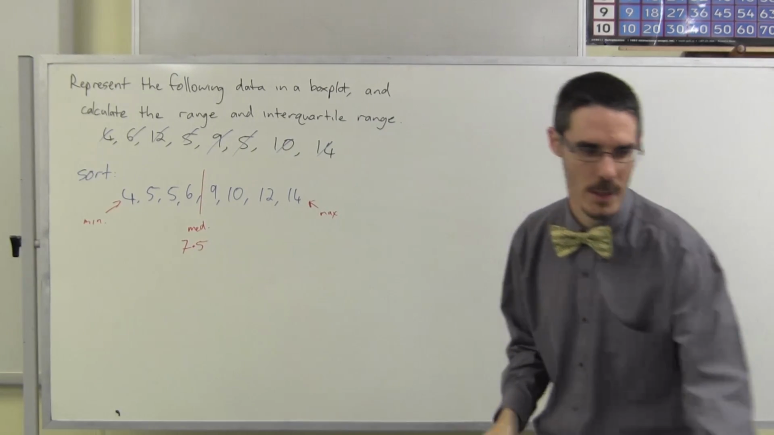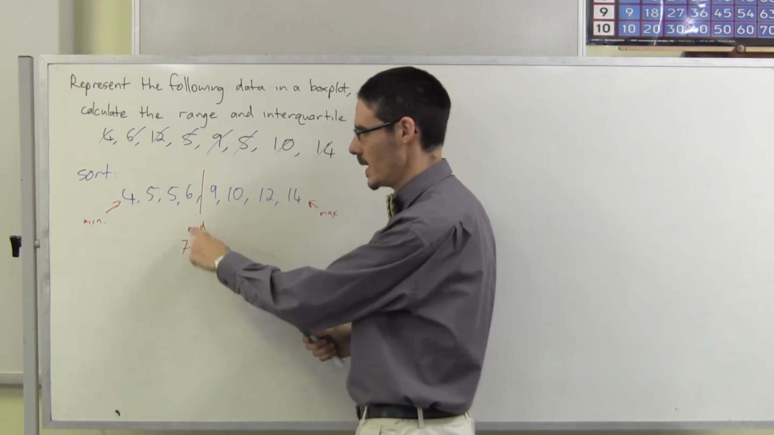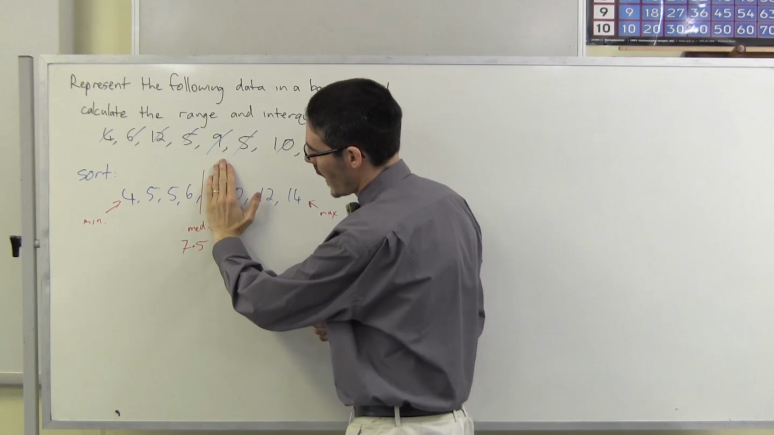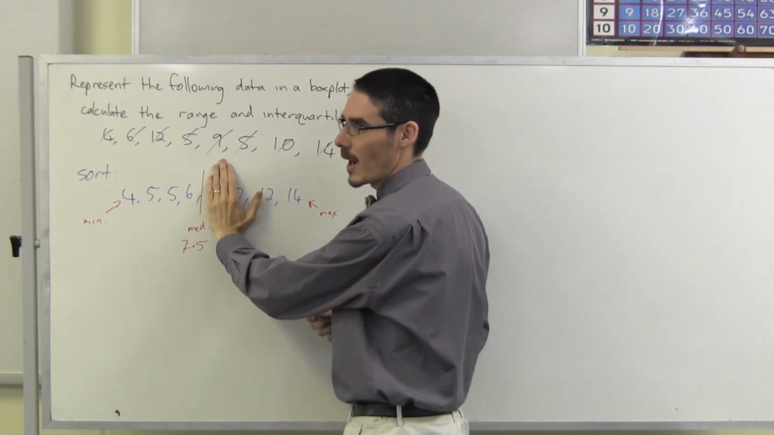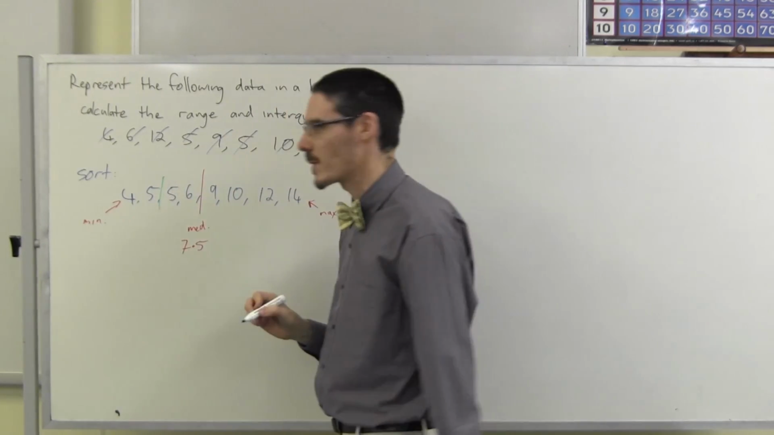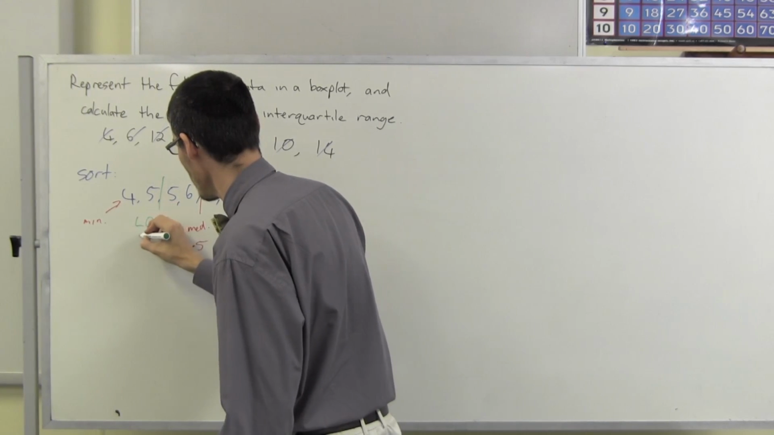What about the quartiles? Well, the median, 7.5, is not a score. That means that the lower half is everything up to that point. So the median of the lower half is going to be halfway here. Well, halfway between 5 and 5 is just 5. Lower quartile is 5.